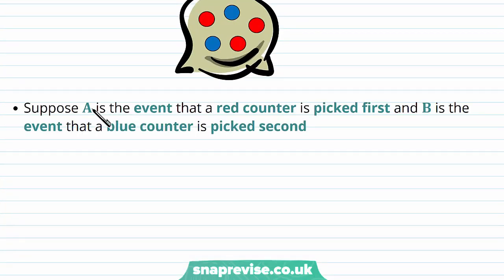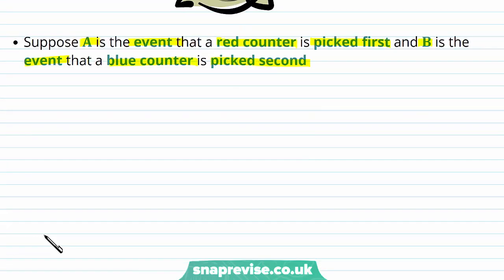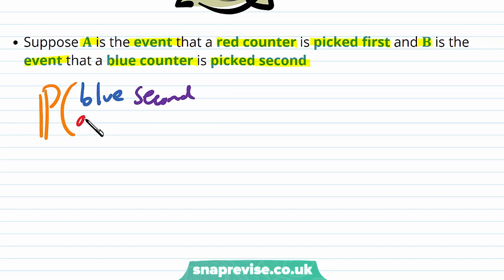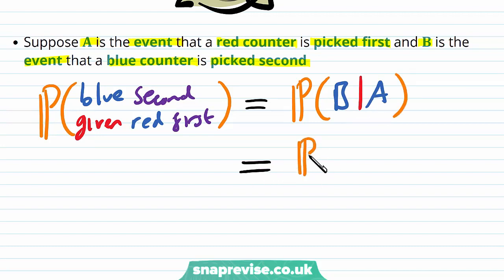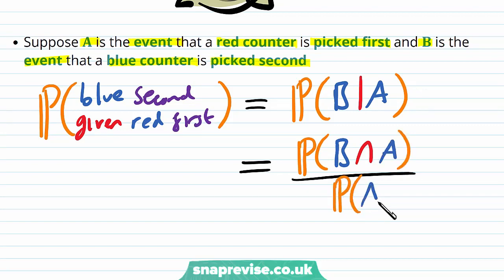Suppose that A is the event that a red counter is picked first, and B is the event that a blue counter is picked second. We have that the probability of blue second, given that red happens first on the first pick, is the probability, by our definition of A and B, of the event B given A. By our formula, this is the probability of B intersection A divided by the probability of the event A.